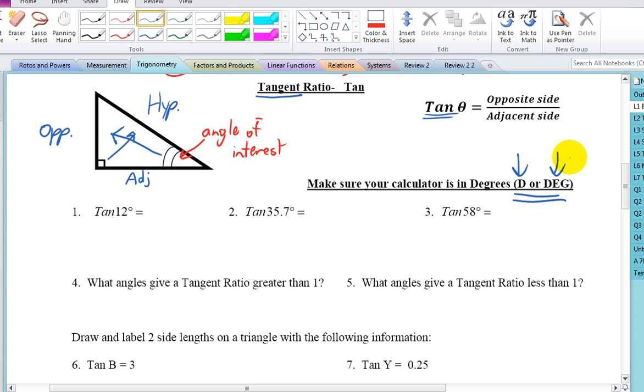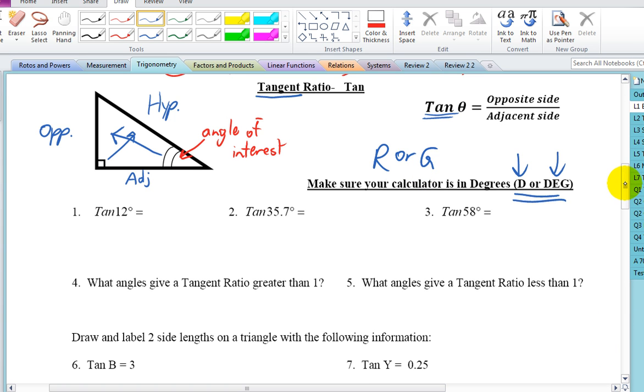For all of you that have graphing calculators, if you ever press the reset button on the back, it automatically resets to radians or R. You don't want that because every answer will be wrong. Or gradients. What you do not want to see is an R or a G or GR, because that means the angle is different. It's in radians or gradients. Does anyone have a calculator that's not D or DEG? Come up real quick.